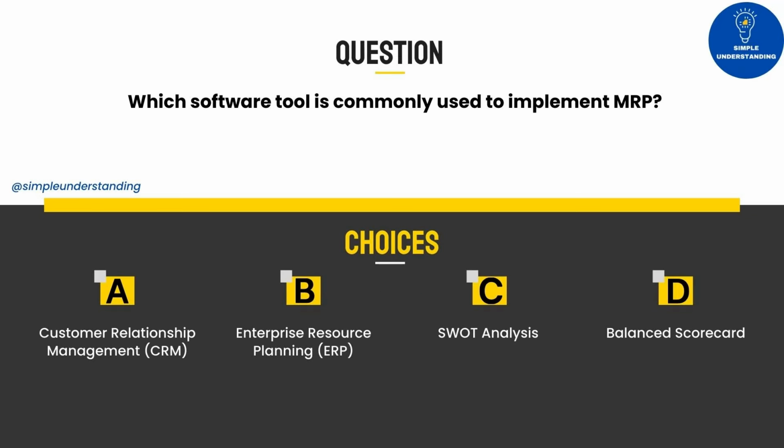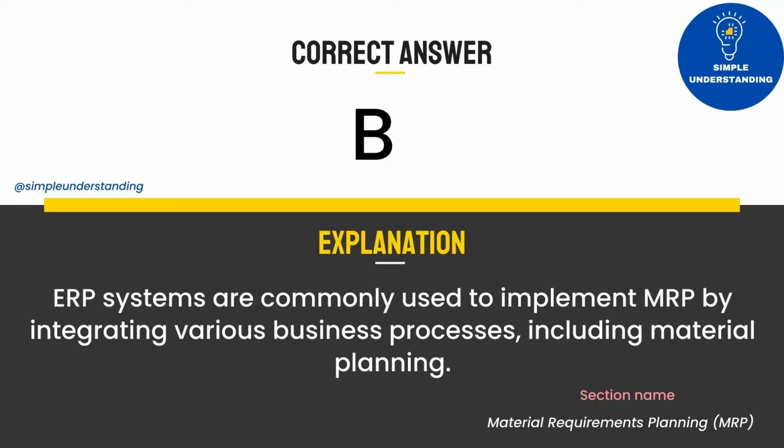7. Which software tool is commonly used to implement MRP? A. Customer Relationship Management, CRM. B. Enterprise Resource Planning, ERP. C. SWOT Analysis. D. Balanced Scorecard. Correct answer, B. Overall explanation. ERP systems are commonly used to implement MRP by integrating various business processes, including material planning.